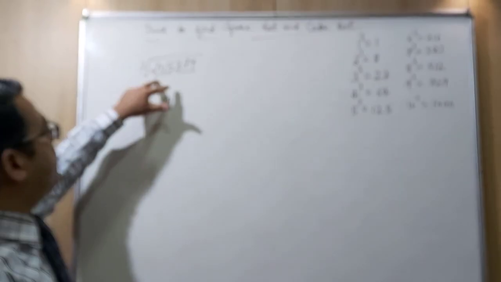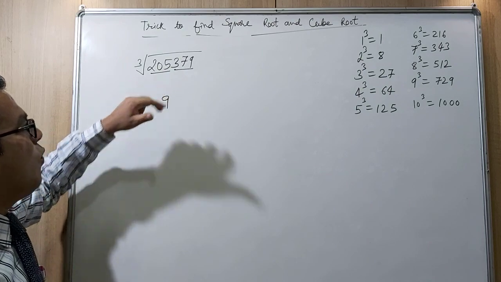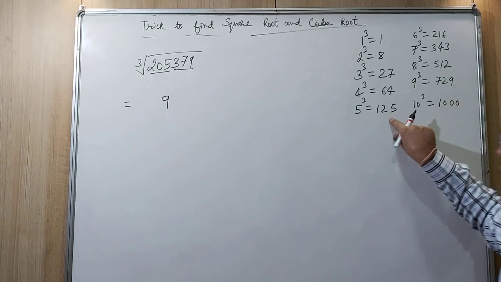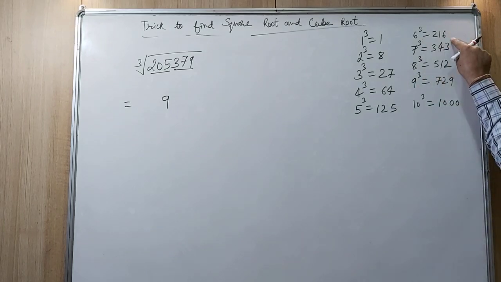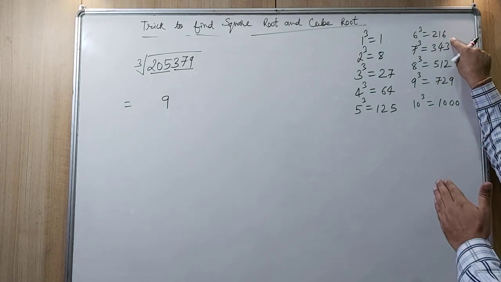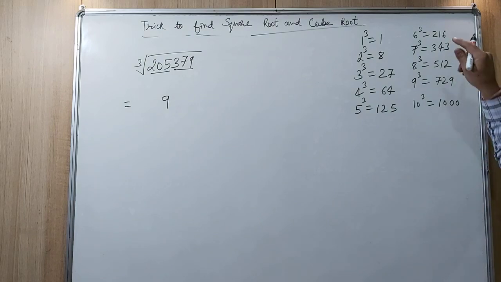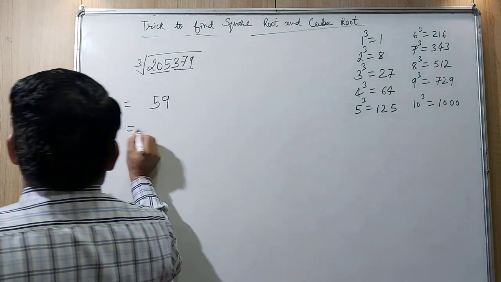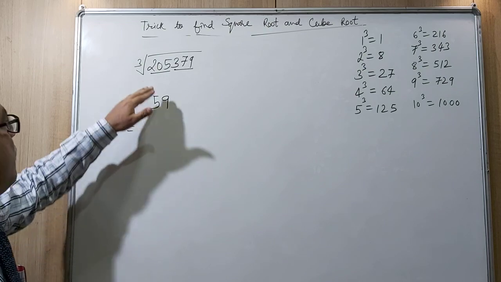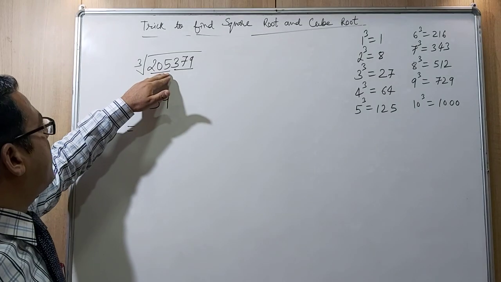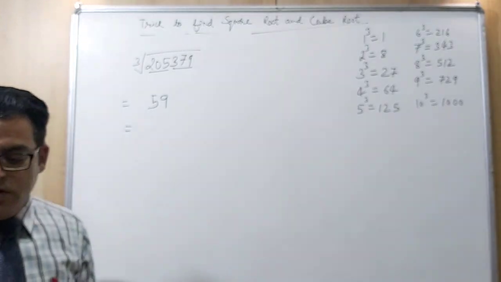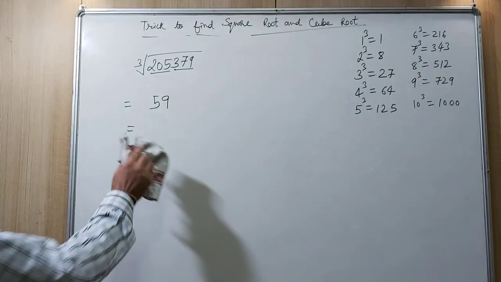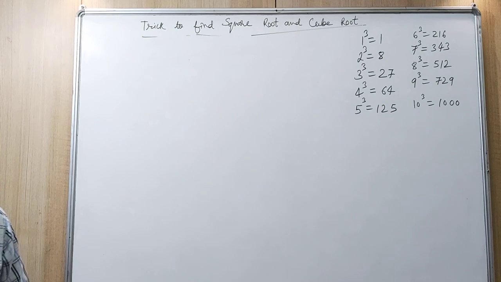Now the second group is 205. So where will 205 lie? It will lie between the cube of 5, that is 125, and the cube of 6, that is 216. You must remember the cubes till 10. So we have to take the lesser value, so we take 5 here. So this is the answer. 59 is the cube root of 2,05,379. Hope you understand.